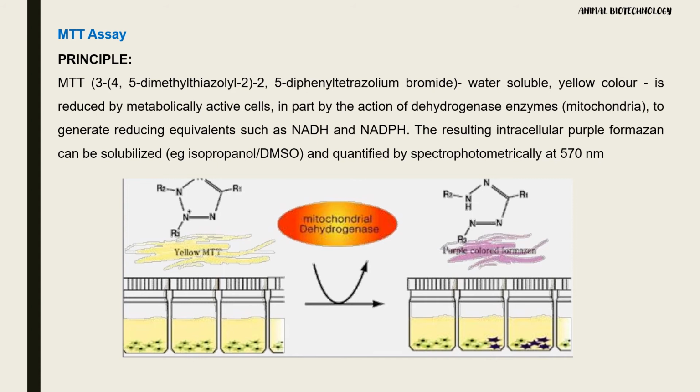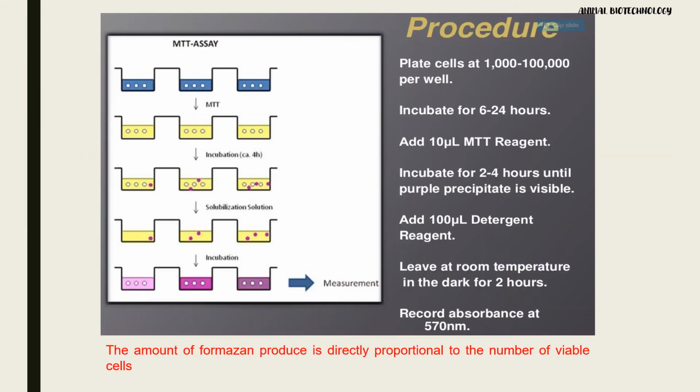Dead cells lack active mitochondrial dehydrogenase. Hence, the conversion of tetrazolium to formazan does not occur. Hence, MTT assay is used to determine viable cells. The figure here is a schematic representation of an MTT assay using a kit.